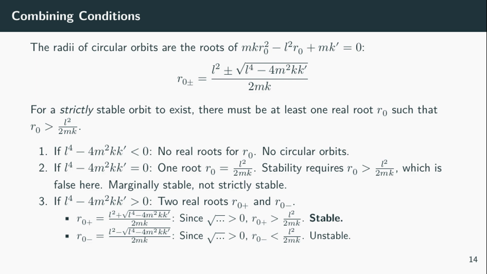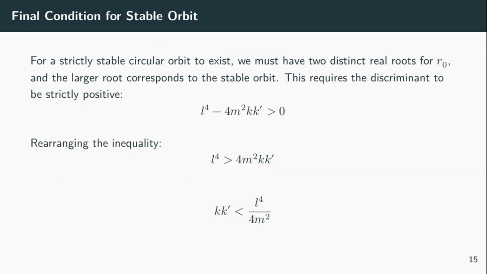The smaller root is found by subtracting the square root term. Since the square root is positive, this smaller radius is strictly less than the stability threshold. This root does not satisfy the stability condition, and it corresponds to an unstable orbit, much like an unstable equilibrium at the top of a hill. So, for a strictly stable circular orbit to exist, we must have two distinct real roots for r0, and the larger one will be stable.